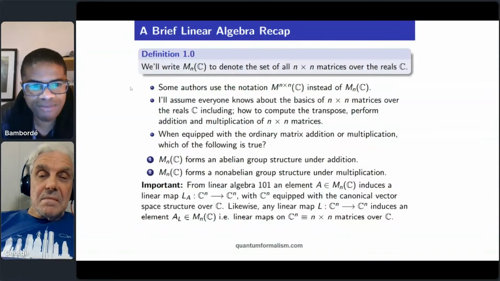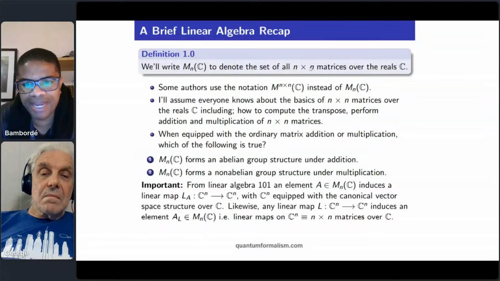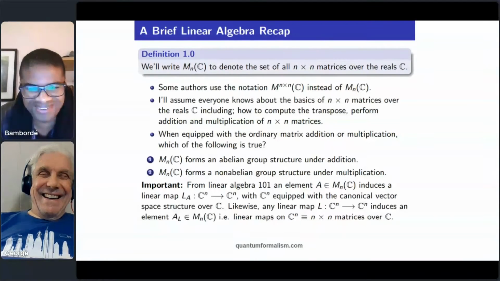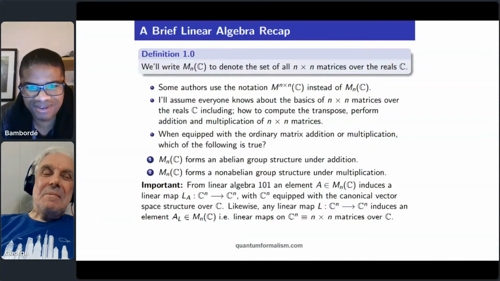Yeah, so again, this is just a convention, really. We will write this to denote the set of all n by n matrices over, you see, there's a typo here, over the complex numbers, so it's not over the reals. There you go. So yeah, over the complex numbers. There you go, the first typo.